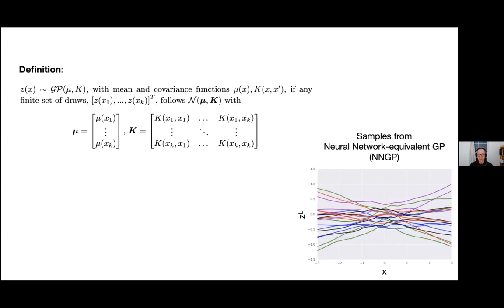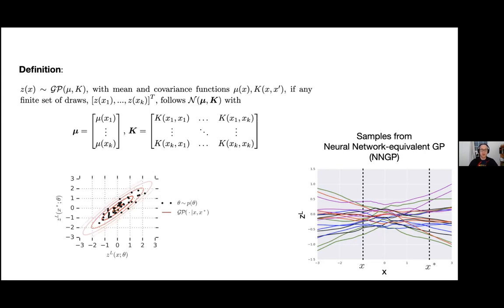Just as a very brief refresher, a Gaussian process is a stochastic process over some continuous domain of random variables, such that any finite collection of those variables is described by a multivariate normal distribution. You are probably most used to seeing Gaussian processes plotted as draws of functions over a 1D domain. So for instance, this plot in the lower right shows several draws from the Gaussian process corresponding to a particular neural network architecture. From this perspective, the plot I showed on the previous slide would correspond to plotting the y values against each other for two different x values. So these are just two different ways of visualizing the same thing.